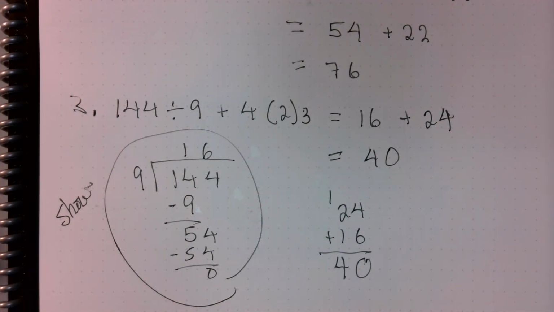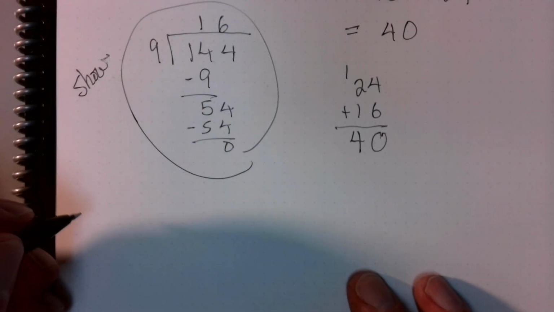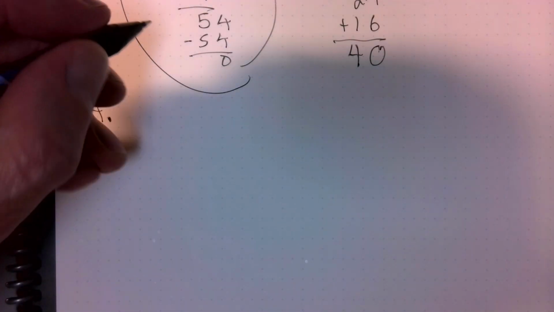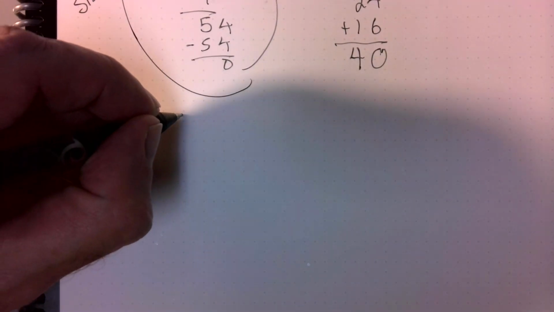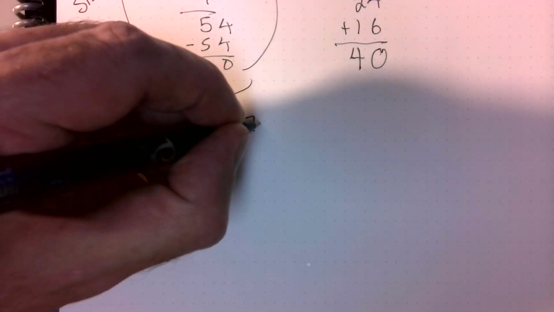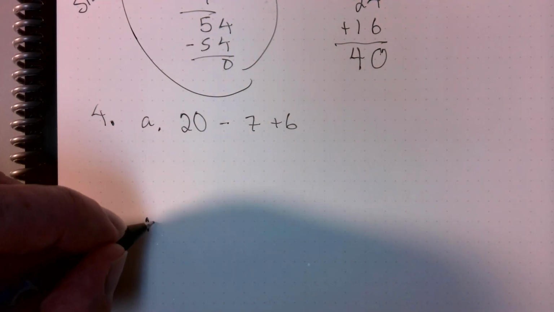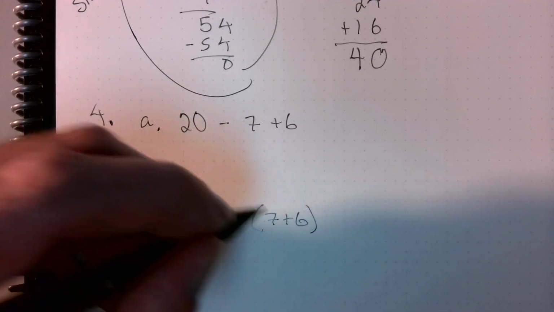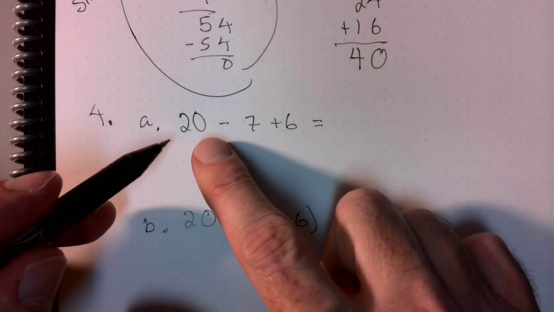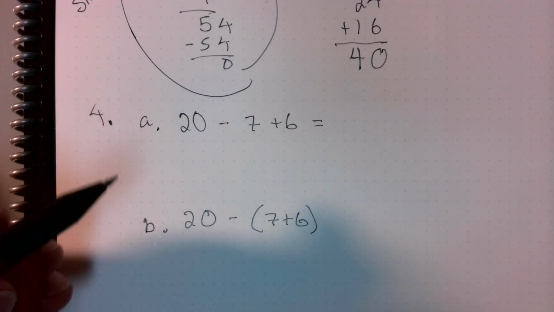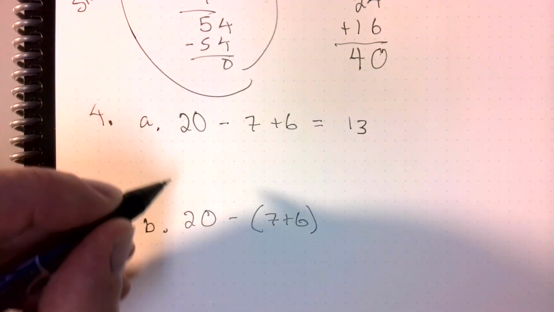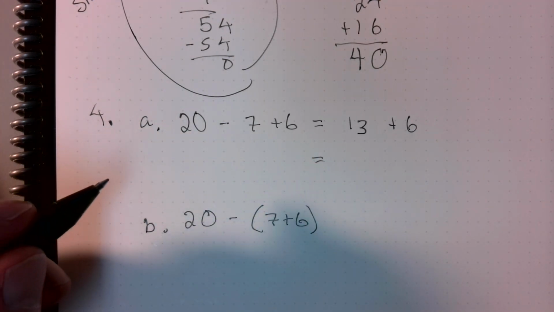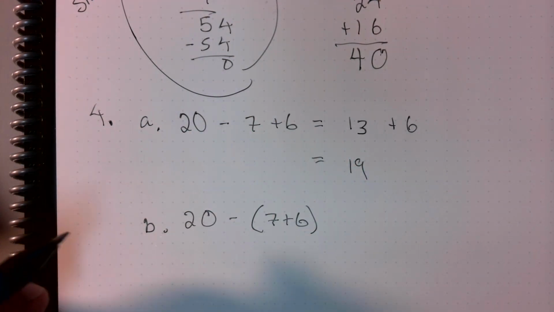Let's do some compare and contrast. So example number 4 for us, we're going to do 2 problems that look kind of similar. 20 minus 7 plus 6. And then 20 minus, now in parentheses, 7 plus 6. Okay, so here we've got addition and subtraction, same priority level, we're working left to right. So 13 plus 6. Of course, 20 minus 7 is how I got the 13. And that gives me 19.